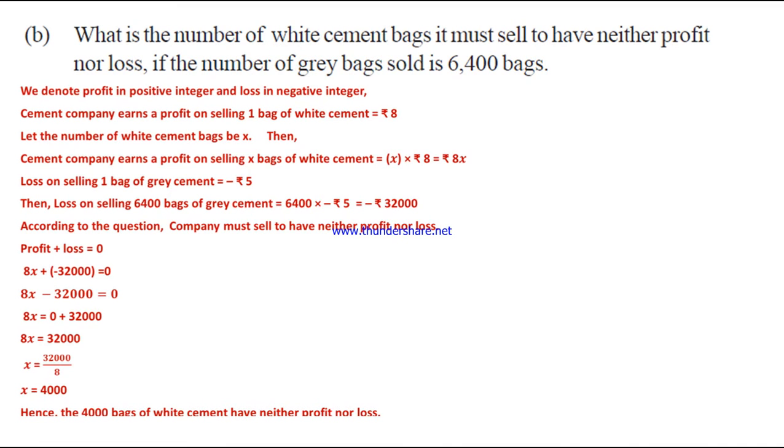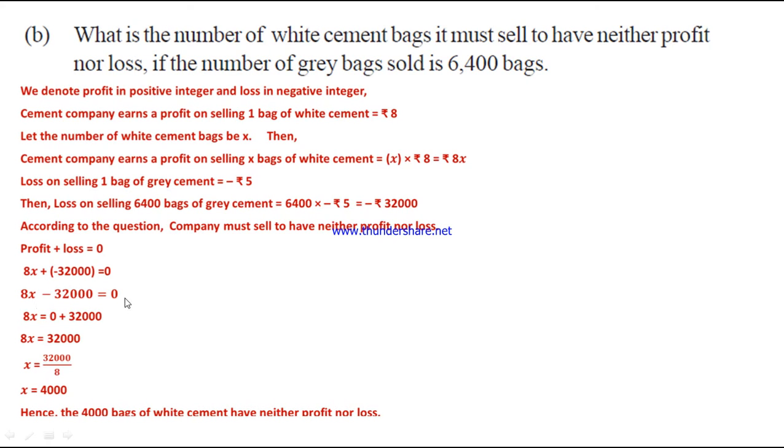According to the question, to find the total profit or loss, we add. So profit plus loss equals 0. Why did we place 0 here? Because there is neither profit nor loss. So profit amount 8x rupees plus loss amount minus 32,000 equals 0. Opening the bracket, 8x minus 32,000 equals 0.